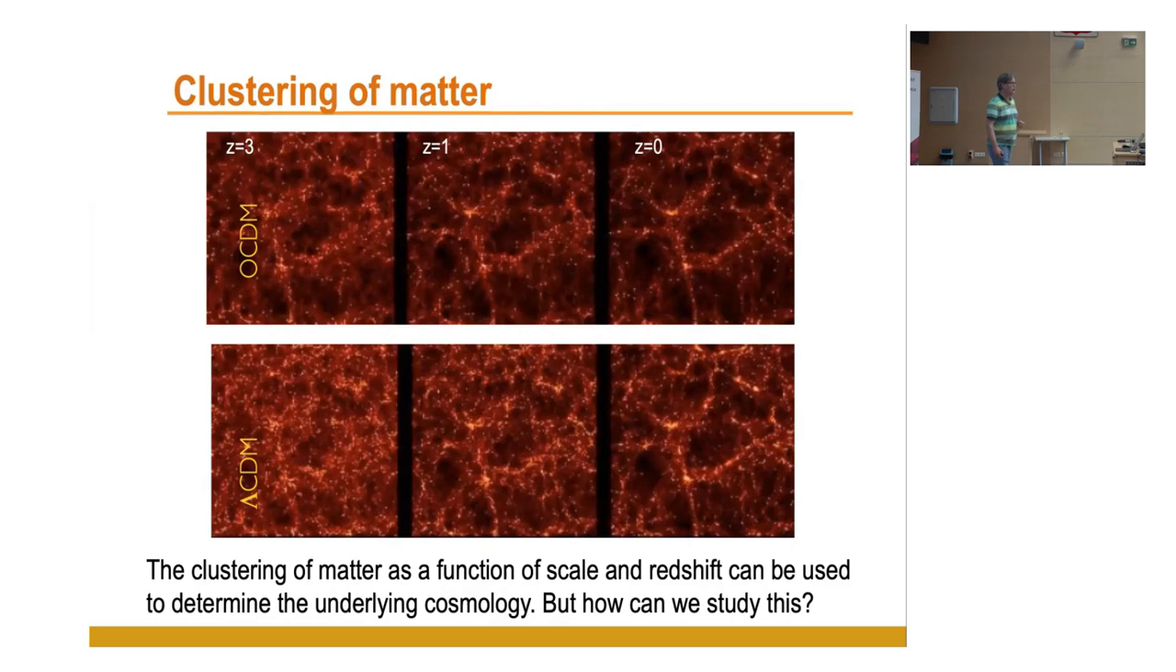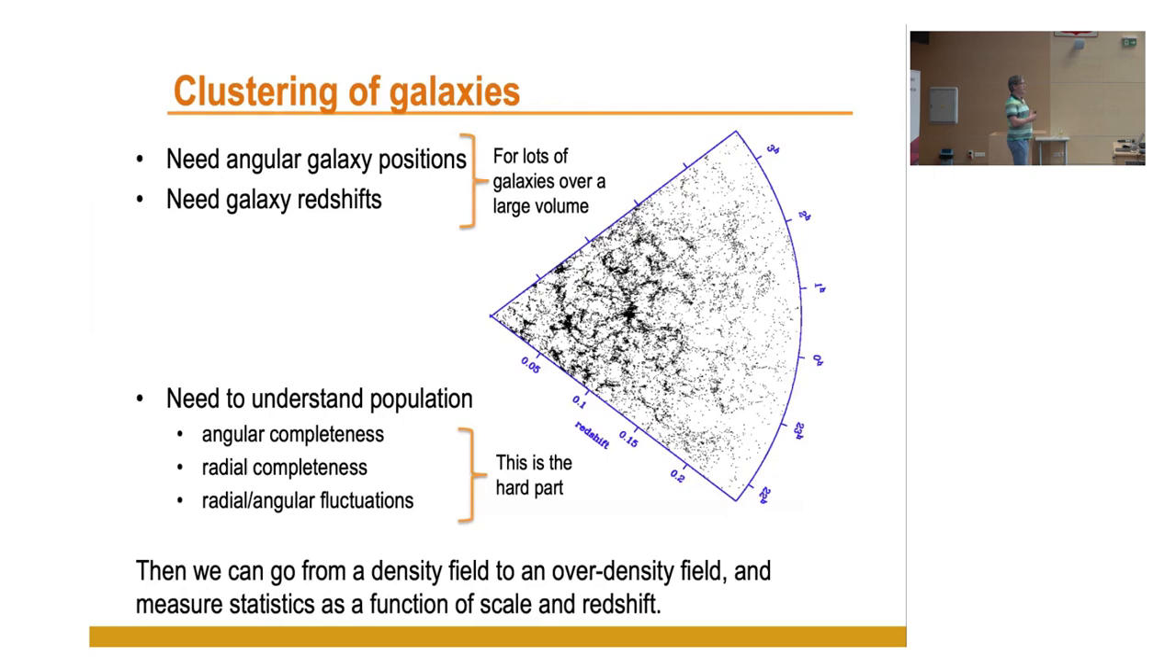Well, one way people have started looking at this is galaxies. So galaxies should trace the matter distribution. And so you can do this. What we need then is to measure the positions of many, many galaxies and measure their redshift, so we have an estimate of the distance. So that's the precision part of the measurement, right? Lots of positions, lots of redshifts.